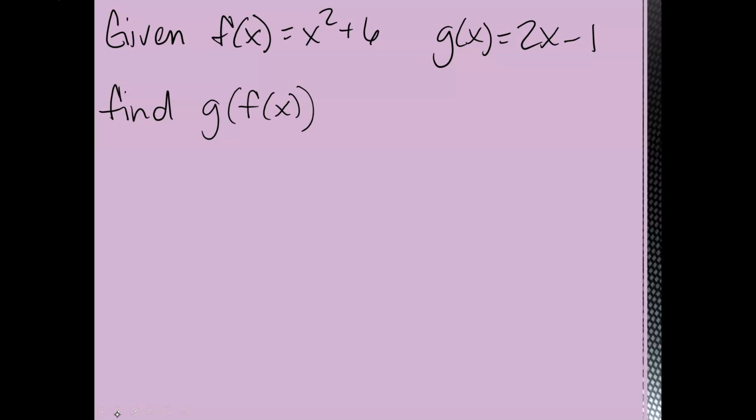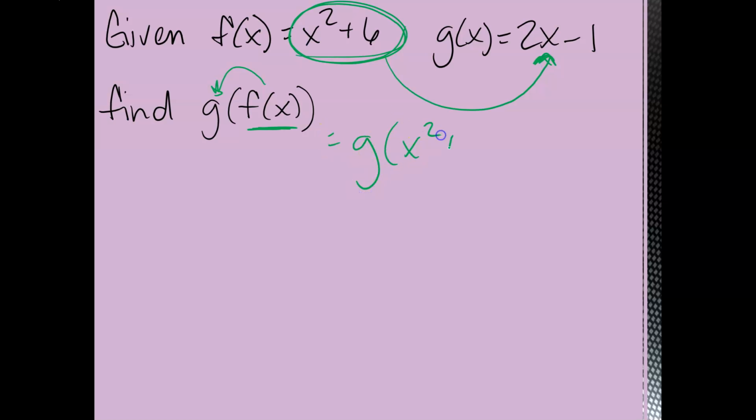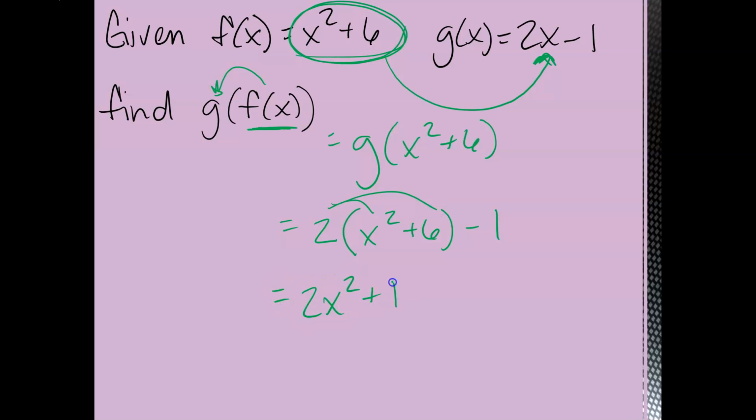I do believe this is the last one. So this one I'm going to take f's function and plug it into g. So I'm going to take the f function and I'm going to replace the x with that. So I'm looking for g of x squared plus 6. So I'm going to have 2 parentheses x squared plus 6 minus 1. I do need to distribute that 2 before I can get rid of the parentheses. Then we'll have 2x squared plus 12 minus 1. I can combine 12 and 1. 12 minus 1 is going to be 11, and that is your answer.